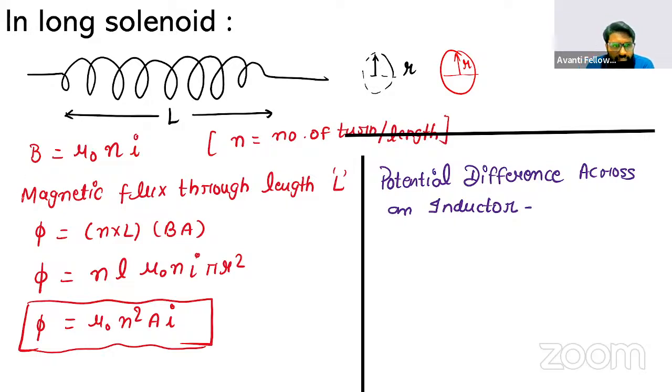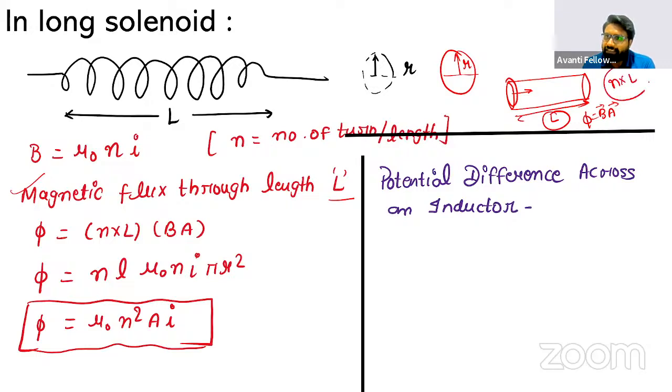Now the magnetic flux through the length L only. So the length L we can consider as a cylinder in which n turns are there per unit length. The length is L, ठीक है, clear? So magnetic flux through a single loop is what? B into A. Phi is equal to BA. But how many turns are there in length L? There are n turns per unit length. So if you multiply this length with n, you will get the total number of turns, and through that only the magnetic flux is passing. So the total magnetic flux will be n into L, B into A.